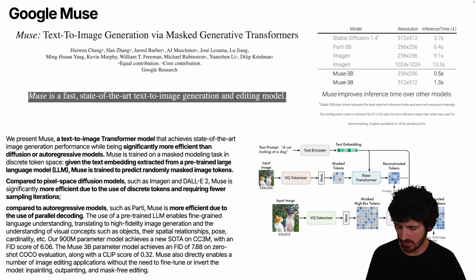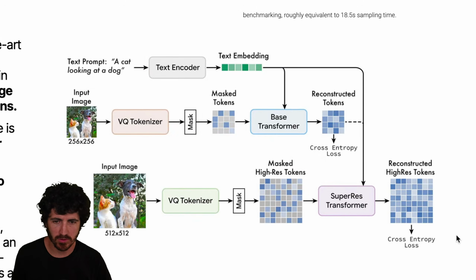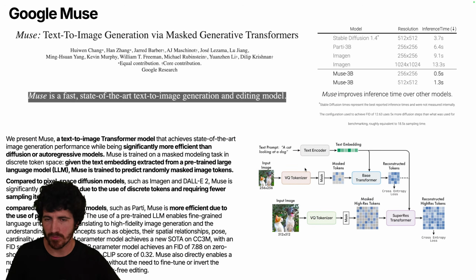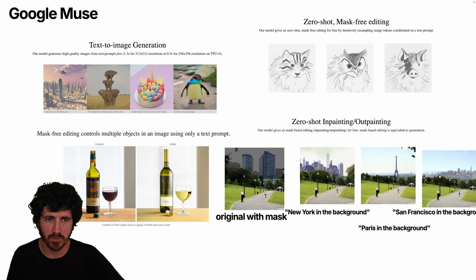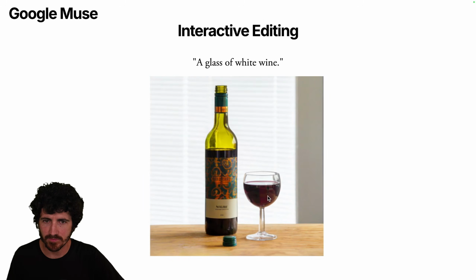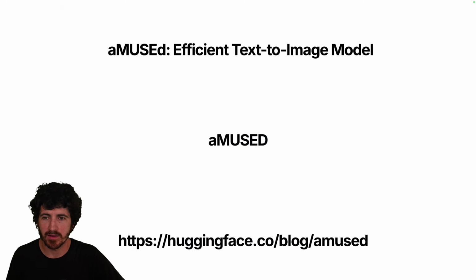And I'm trying to see here the architecture of the model. So I'm trying to basically see what the differences are between different types of models and how they work. Google Muse works pretty well, and they even allow interactive editing.